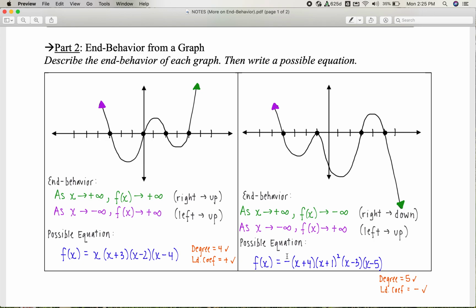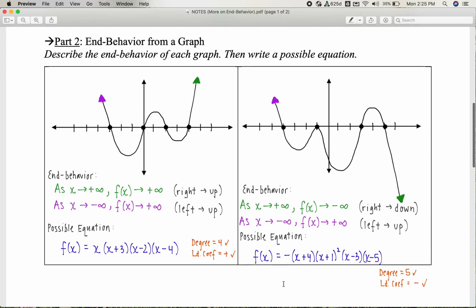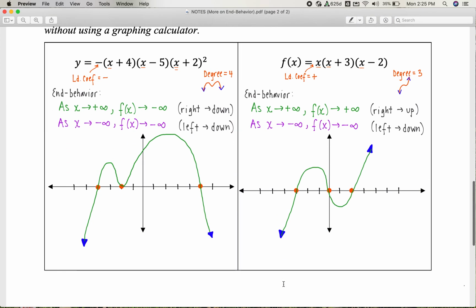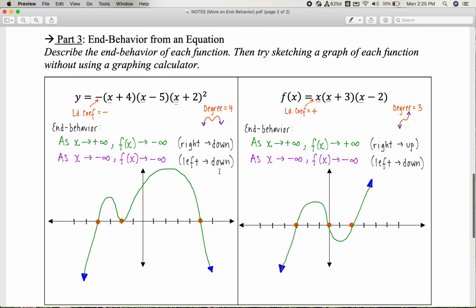I also chose to put a negative sign out front because I can tell that since this ultimately heads downward as I move to the right, that there's a negative leading coefficient. I don't know what negative number it should be, but I know it's got to be negative. The last thing we'll do is just real briefly look at a couple examples that go the other direction. How can we look at an equation and determine the end behavior?